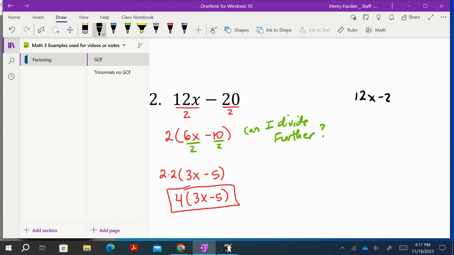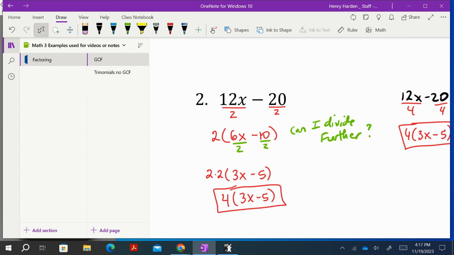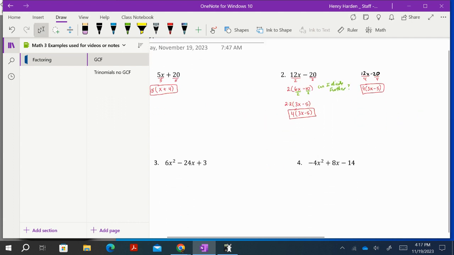If I have the original expression, and I ask, what can I divide 12 and 20 by? Going through our times tables, I can divide both of these by 4. 4 times 3 is 12, 4 times 5 is 20. That is the biggest thing that I can divide both of them by. That's why we try to find the greatest common factor as quickly as we can. But worst case scenario, you just do it multiple times and take out something. You will always get to the final result at the end. Okay.